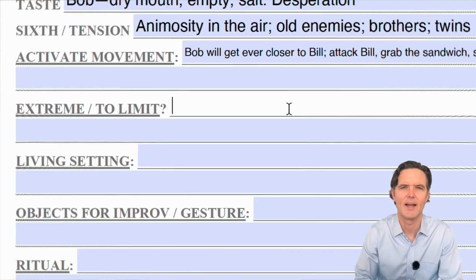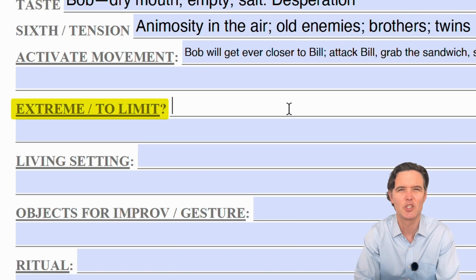Okay, next category is extreme to limit. To limit means, are you pushing things to their limit? And what do I mean by that? If something has a certain energy or essence, are you pushing it as far as possible? Because the truth is, art lives in the extremes. You don't just want things to be pedestrian. You don't want things to happen that kind of happen to all of us every day.